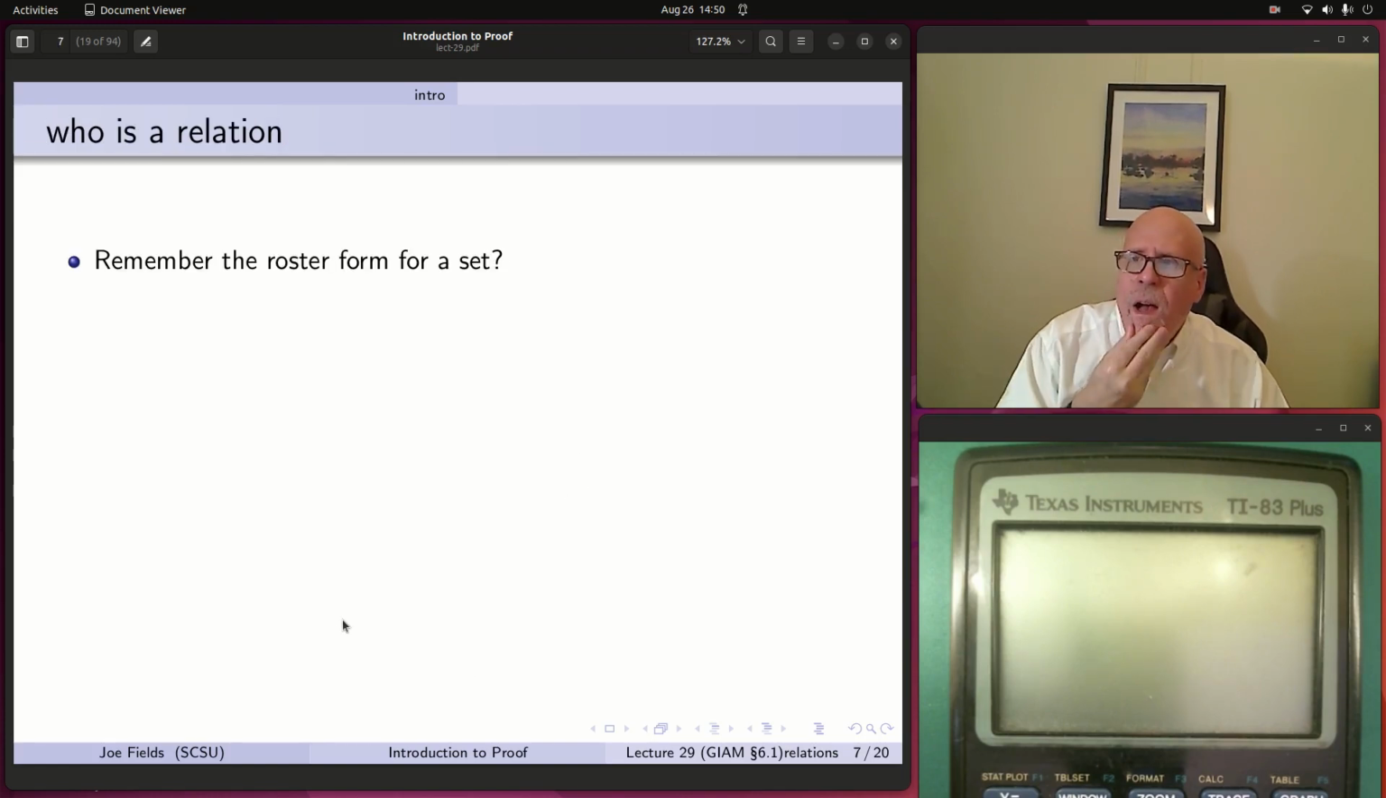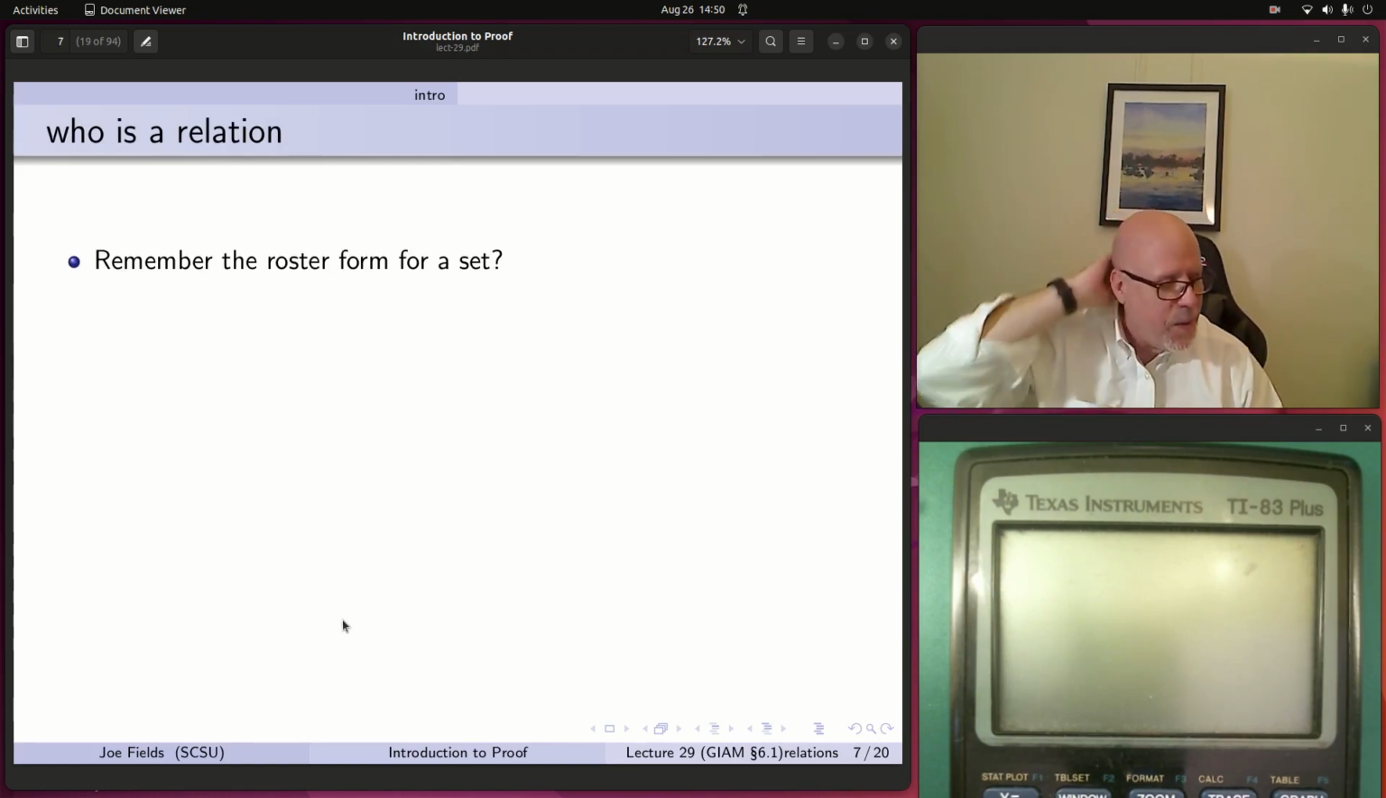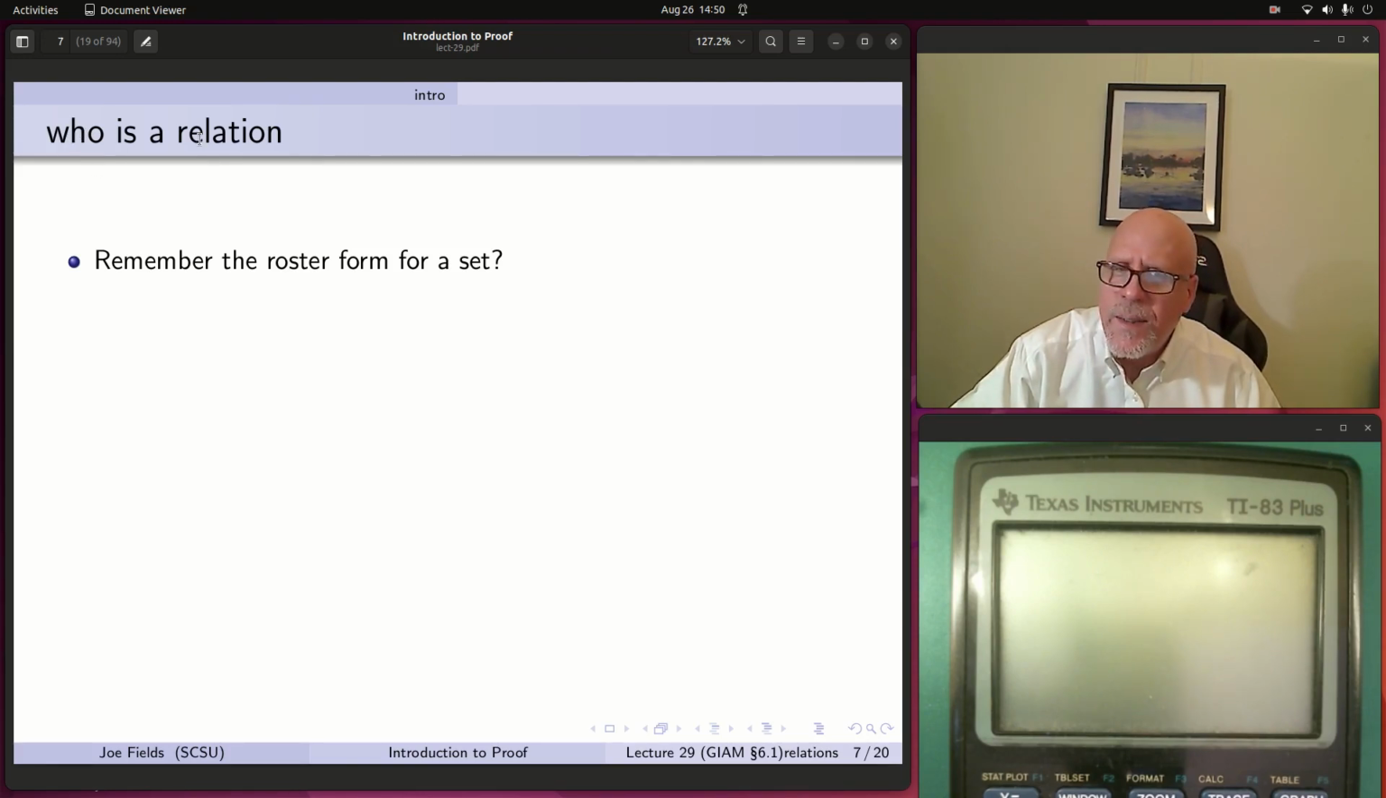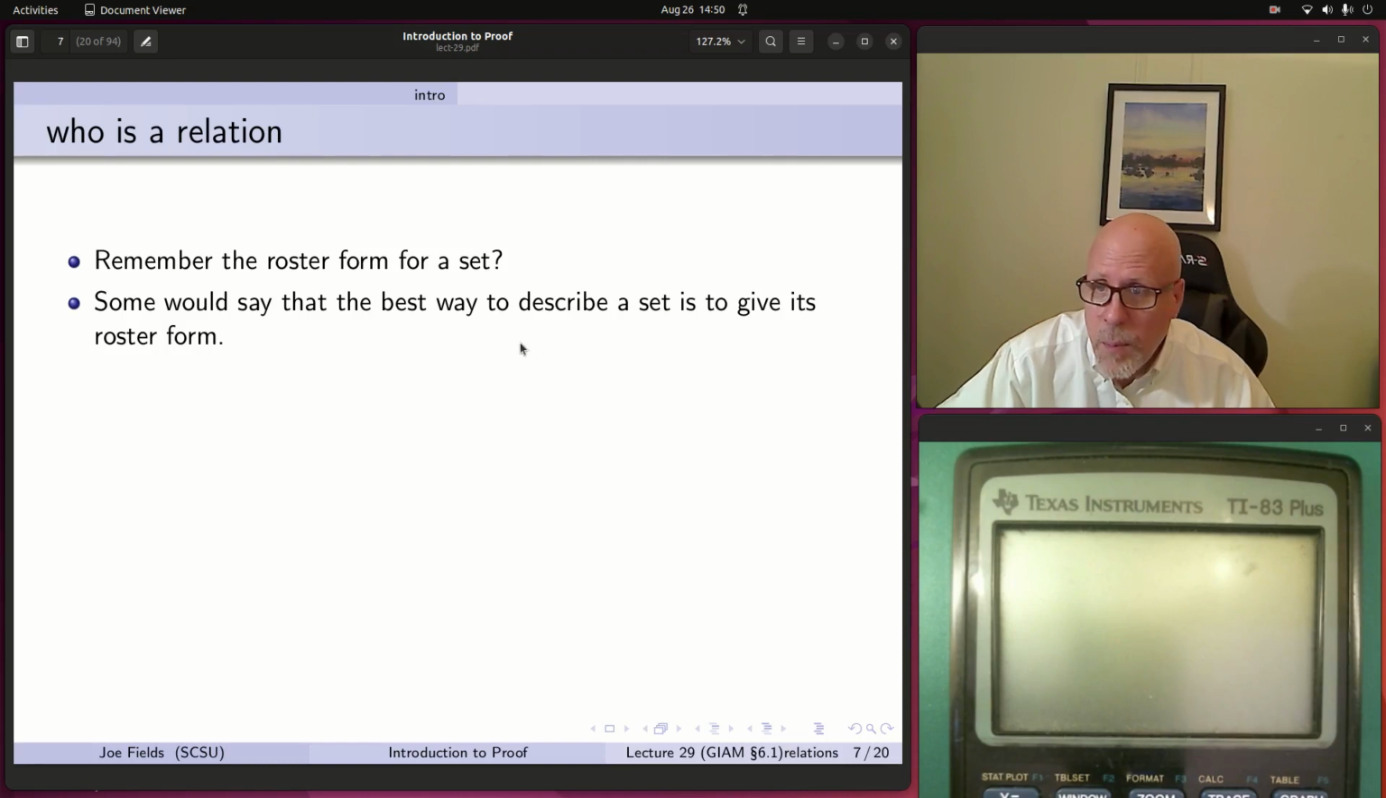Let's move on. The final slide here, I'm trying to be a little bit humorous. Math humor is weak, but the point is to think about the identity. What is it that determines the identity of a relation? When we think about sets, what determines the identity of a set is its elements. So remember the roster form for a set? Many people, and I'm probably in this camp, would say the best way to describe a set is to give its roster form. That gets tough when the roster form is infinite, but still, in principle, we can do those things.